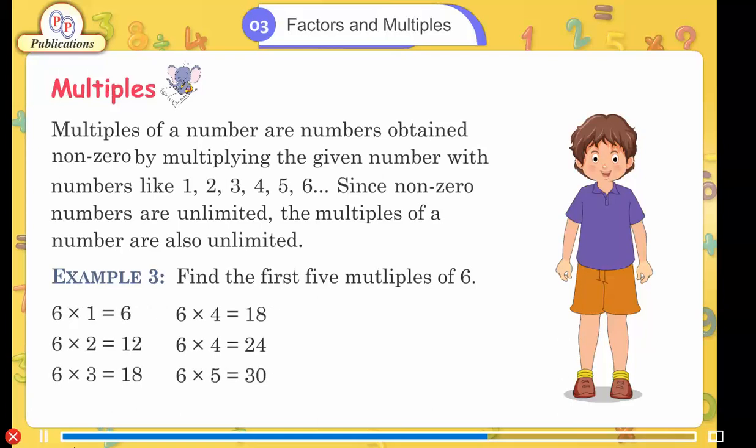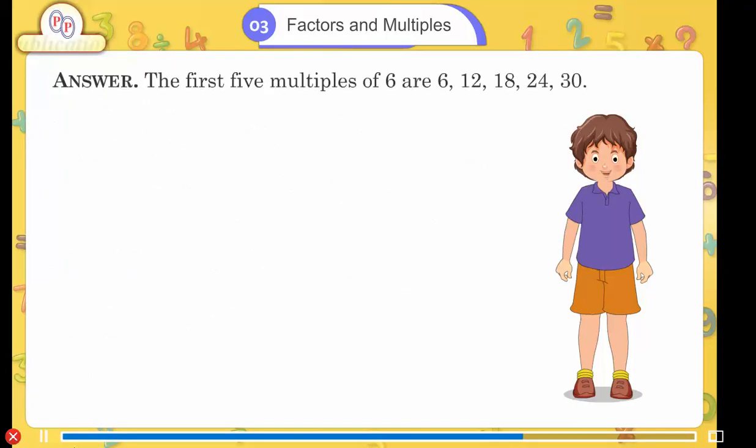6 into 1 is equal to 6. 6 into 2 is equal to 12. 6 into 3 is equal to 18. 6 into 4 is equal to 24. 6 into 5 is equal to 30. Answer. The first 5 multiples of 6 are 6, 12, 18, 24, 30.